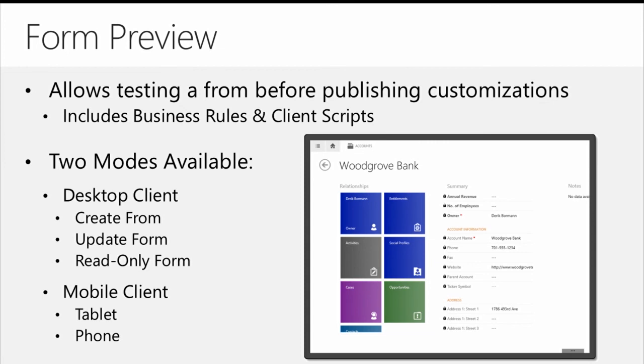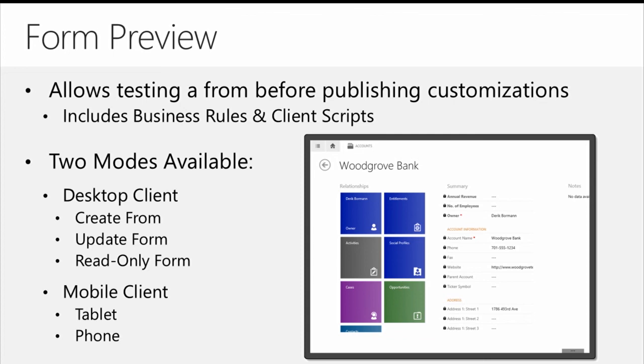When you go in, there's actually a preview button on the form itself, and when you go in there, there's an option to preview the form. And when you choose to preview, you can preview in one of two modes. You can preview it through the desktop client or through the web application, and you can look at the form either in a create version, update, or read only, or you can preview it on the mobile application. And the mobile application will give you the option to preview it through either a tablet or the phone client.